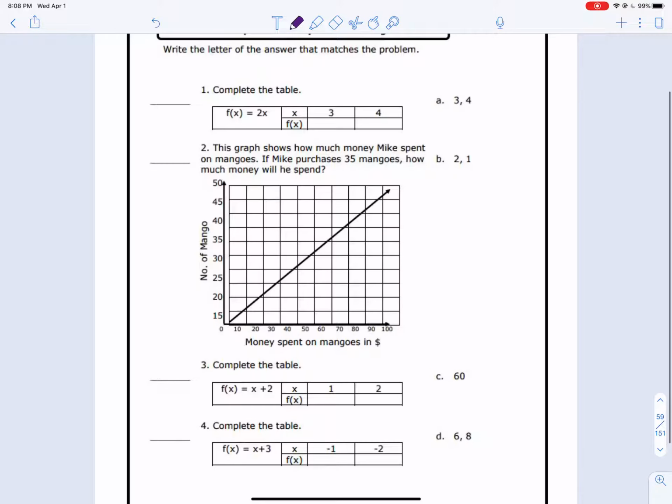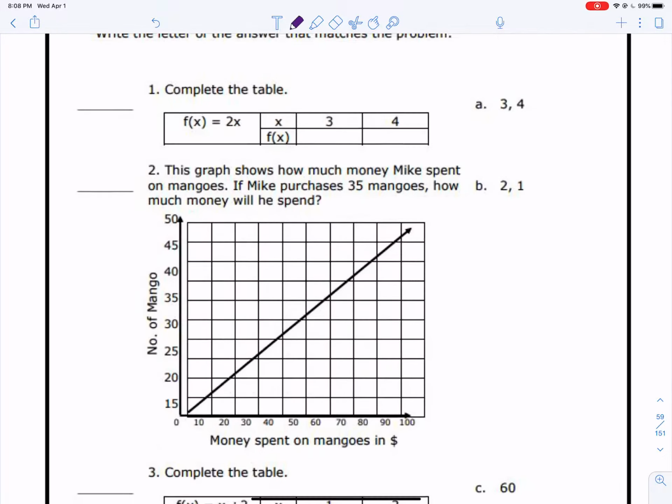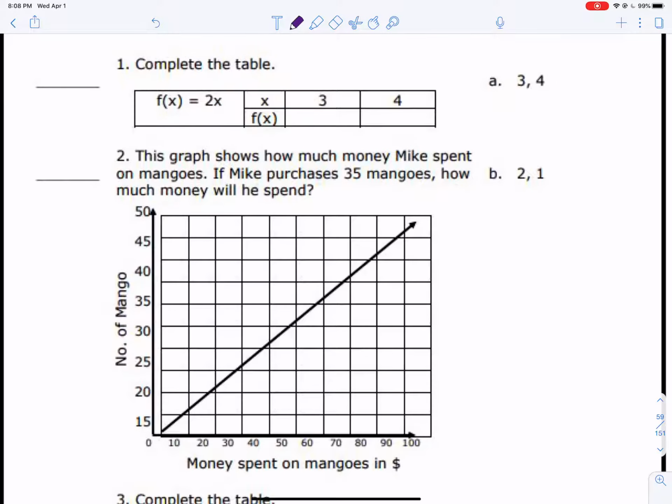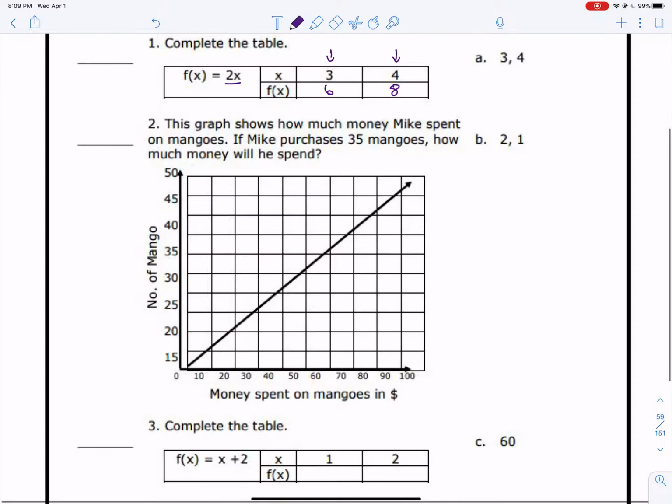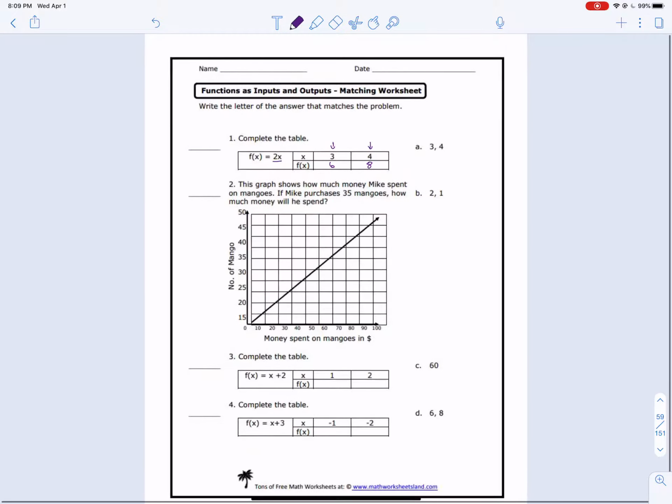Here we have some more function practice. We have a table, and this equation is just 2x. So 2 times whatever number is here. That's all we're doing. That's our instruction. So multiply by 2. 3 times 2 is 6. 4 times 2 is 8. Okay, and then what answer is matching that? D.